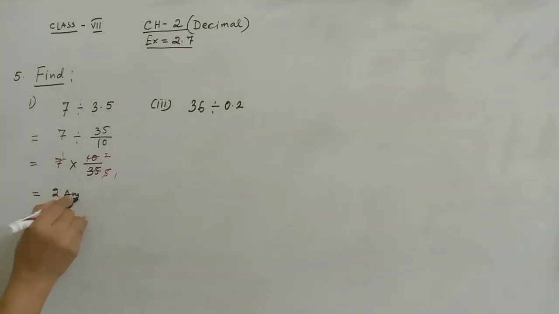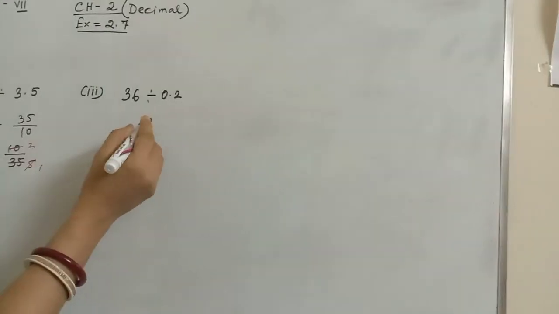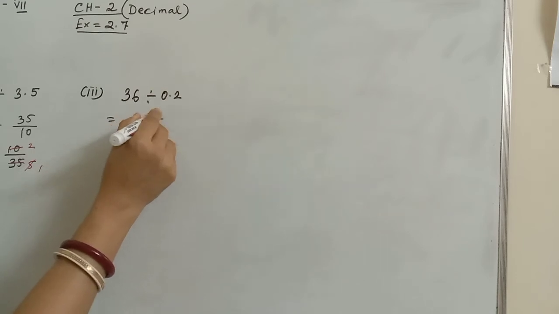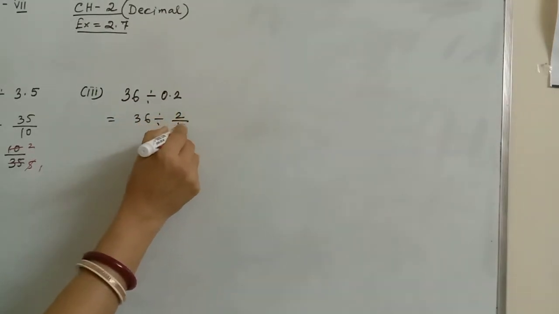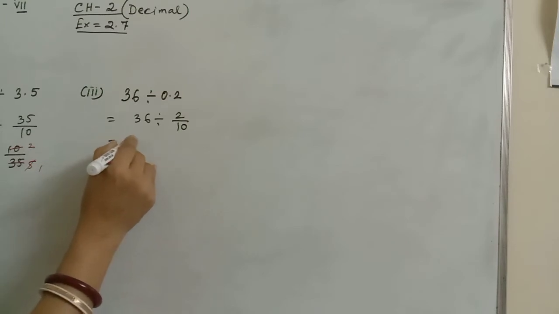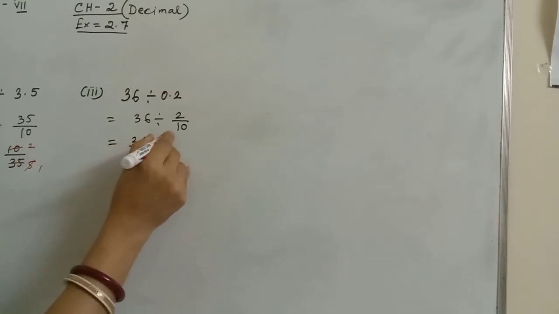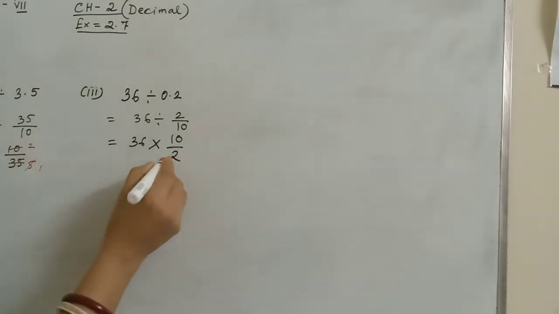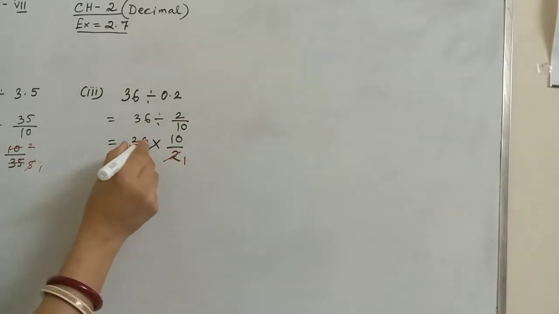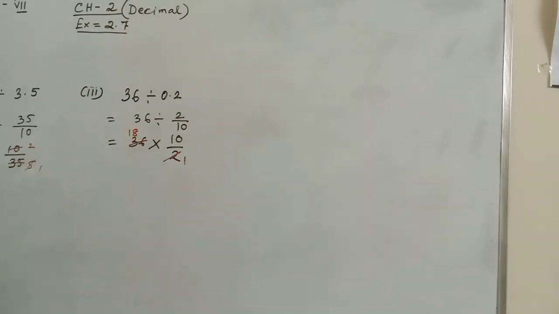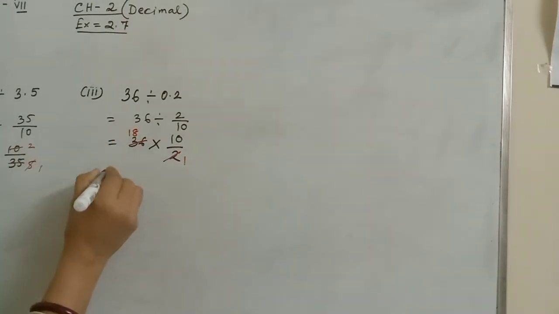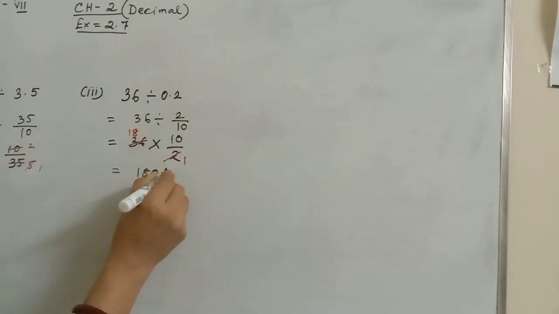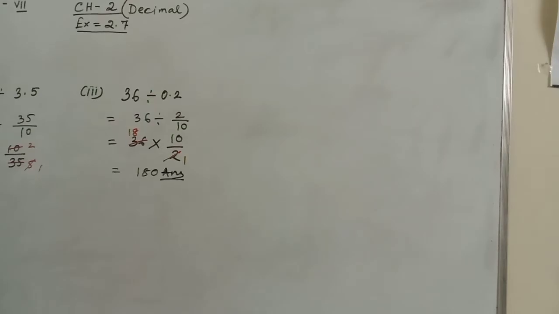The next question is 36 divided by 0.2. That is 36 divided by 2 by 10. You know why 2 by 10. Now make 36 into the reciprocal 10 by 2, and start cancellation if it is possible. 2 1s are 2, 2 18s are 36. Then 18 into 10, 180 is the answer. Come to the next question.